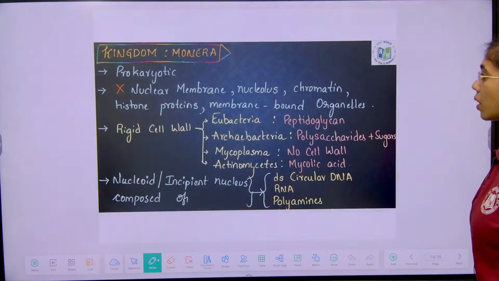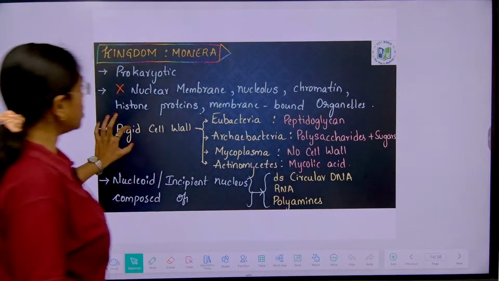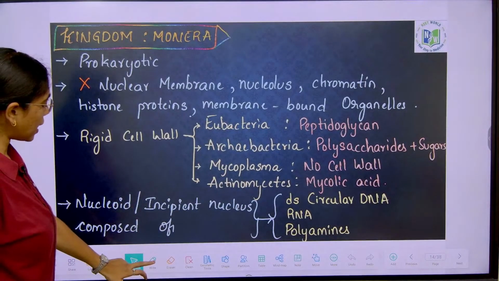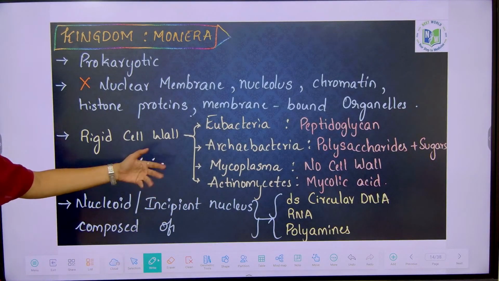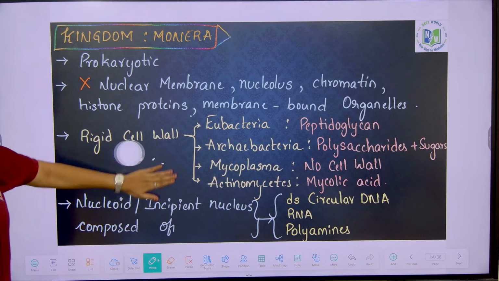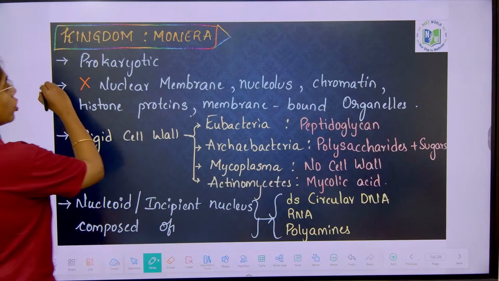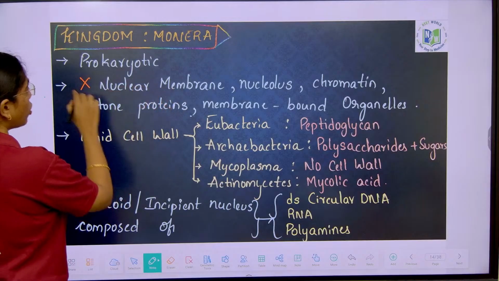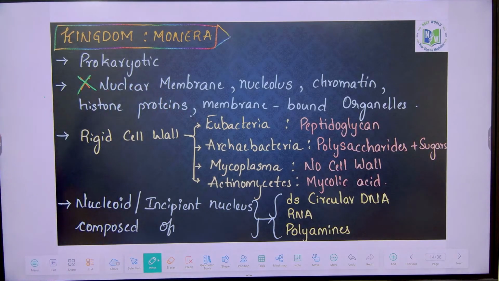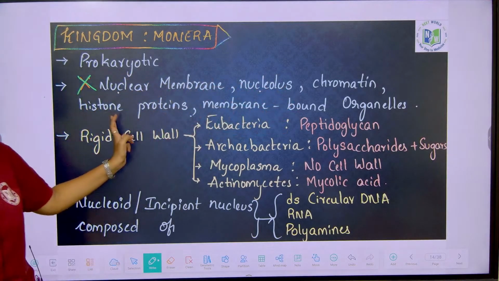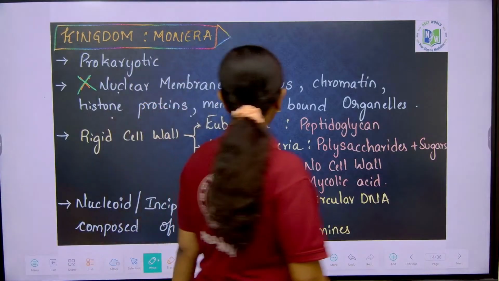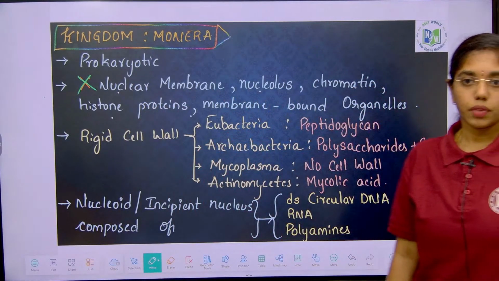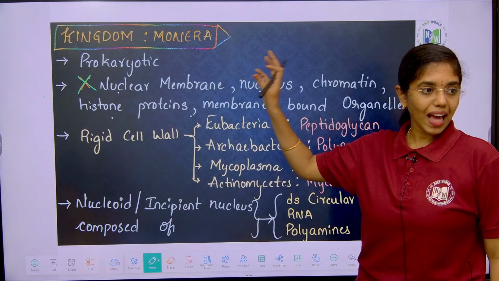We will start with the first kingdom, that is Monera. All these are the basic things you know. Whichever add-on points or new points you find, please note them down. These are prokaryotic and they don't have a nuclear membrane, nucleolus, chromatin. Histone proteins and membrane bound organelles are also absent. All the prokaryotic cell features we have learned in Cell the Unit of Life. They have a rigid cell wall. Monera kingdom organisms will have a rigid cell wall.